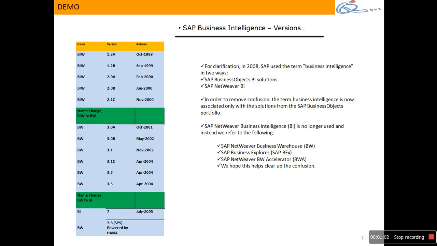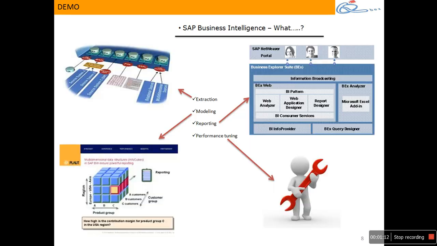So these are the versions we had. In the middle we were calling it BA, but now it is called what? BW 7.3. Now we already have 7.4 SP8, which is the latest one. So now BW basically has four parts: extraction, modeling, reporting, and tuning.